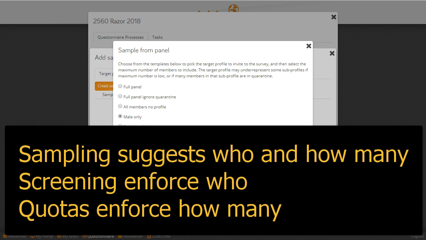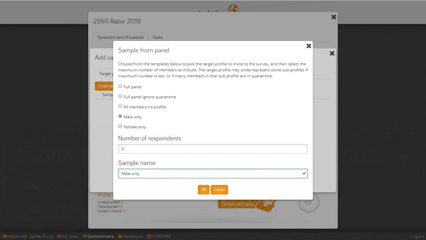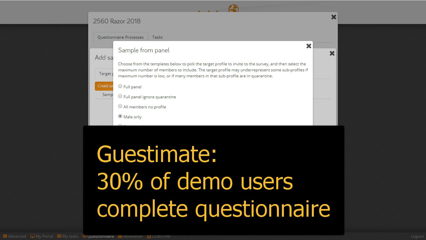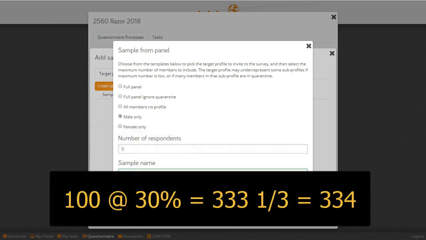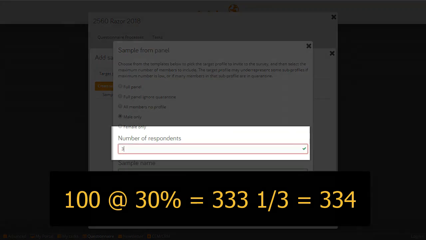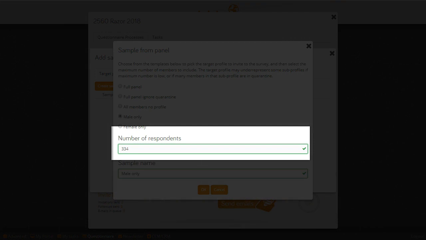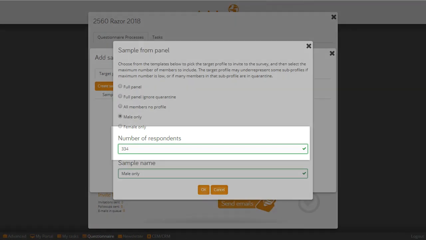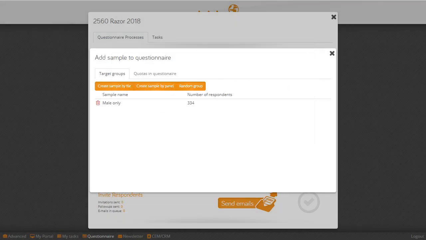Knowing how many people to sample is based on previous experience with the members of the panel. In our demo here, we think that about 30% of the people invited to a survey ends up finishing it. Thus, to get 100 answers, we divide by 30%, giving us 333.1/3, which we round up to 334. And that is the number we enter into the field with number of respondents. Once we click OK, the system will randomly select up to 334 available male members in our panel.